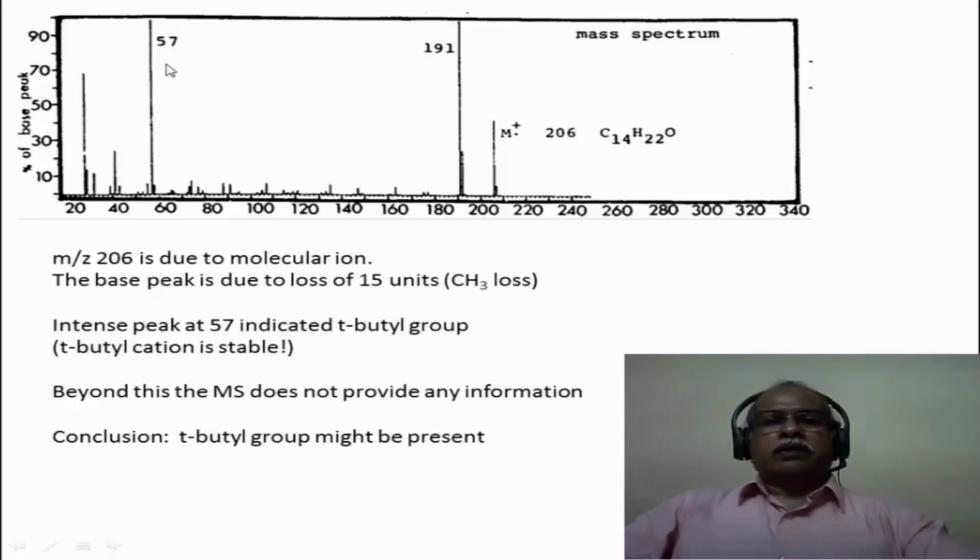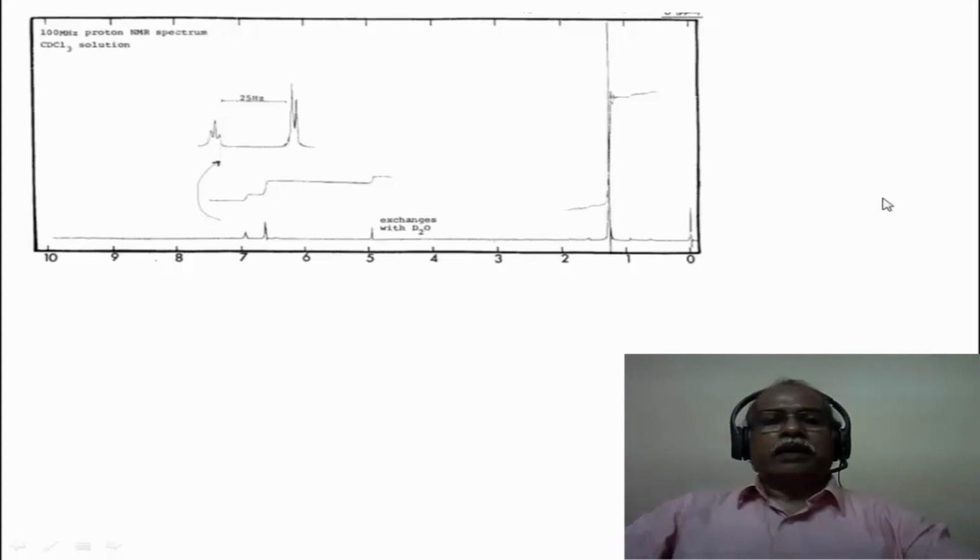So the molecule loses tertiary butyl groups to give a peak at 57, because tertiary butyl cation is a fairly stable cation. The proton NMR spectrum is not a very informative spectrum in this particular case. This is the aromatic region. In the aromatic region, you see a triplet with a very small coupling constant.